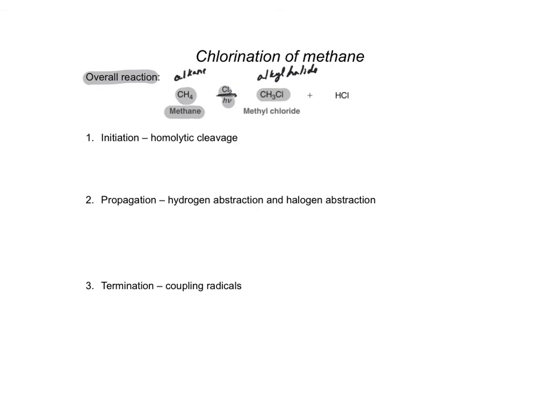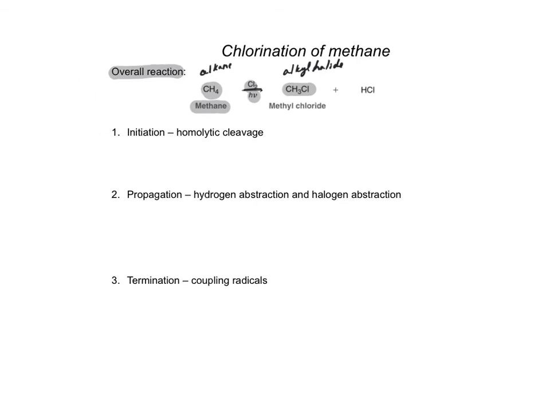Now, again, with respect to all of these radical-based mechanisms, they're all going to have the same three basic steps, where we have an initiation step, a propagation step, and a termination. The propagation is where these guys actually differ depending on the mechanism. And so in this mechanism, we're only going to see two of those propagation steps. We're only going to see hydrogen abstraction, and we're going to see halogen abstraction, okay?